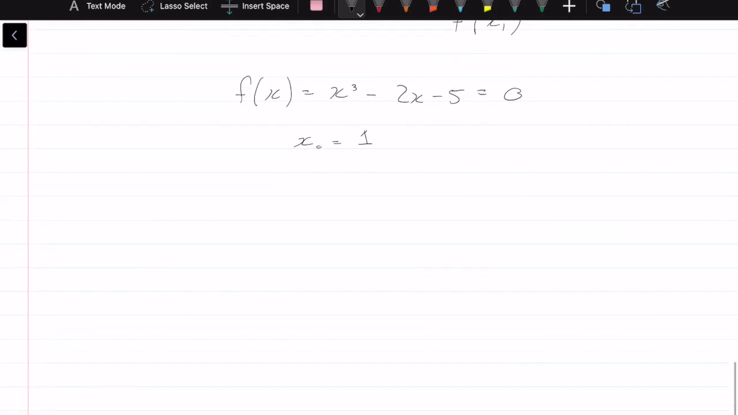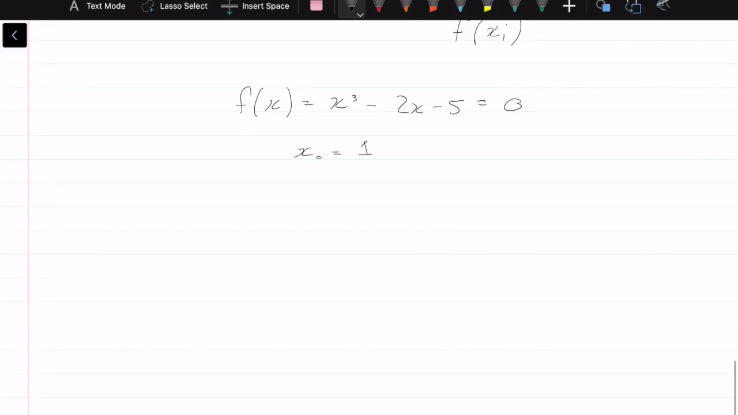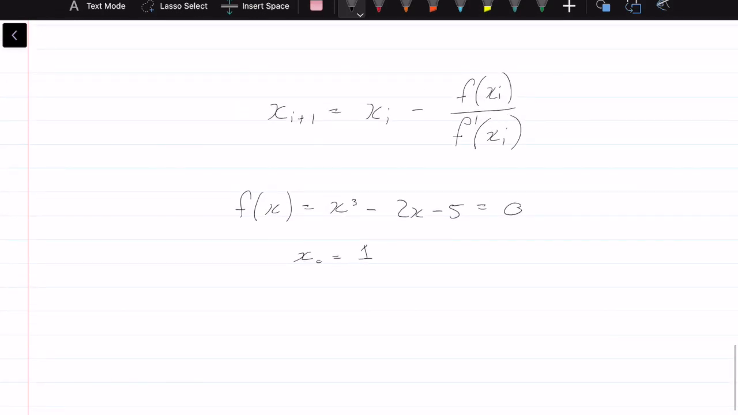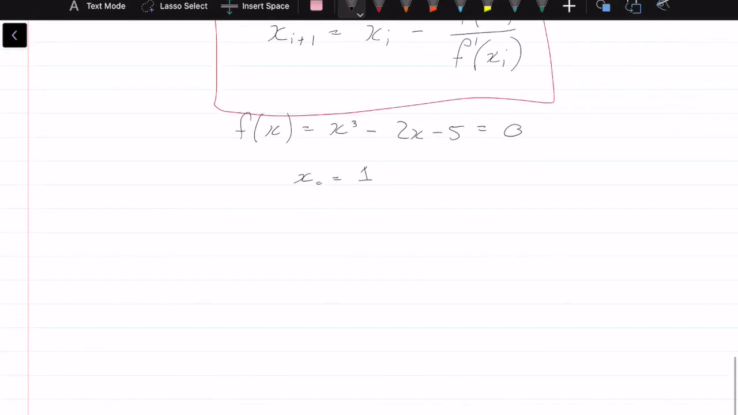Because we have calculators, the easiest way to do this is by using the answer function on your calculator. On these Casio calculators, you can store your answer. So you click 1, because our starting point is 1, click equals, and then you use the answer function in Newton's method. So you type this into your calculator.